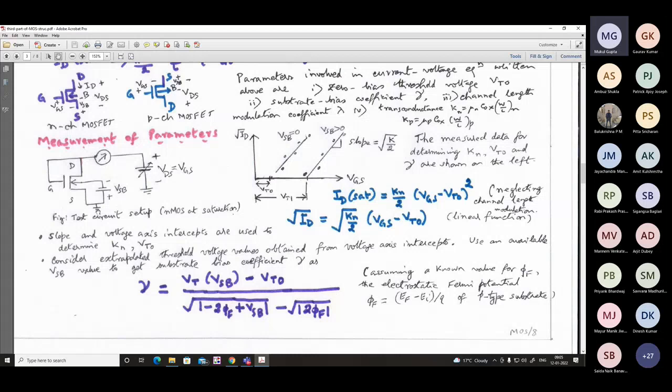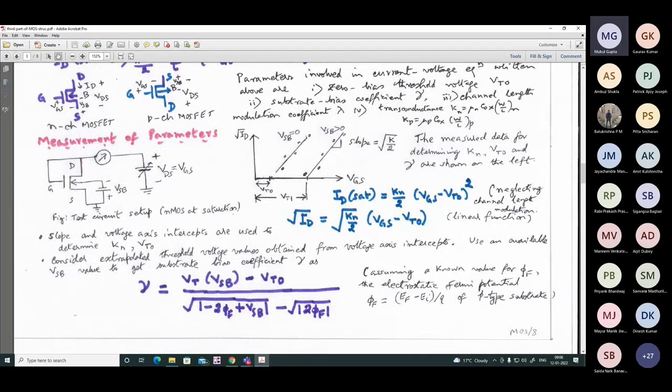So slope and voltage axis intercepts are used to determine K and N. From the slope you get the transconductance parameter, whereas from the voltage axis intercept you get VT0. Consider the extrapolated threshold voltage obtained from the voltage axis intercepts. Use the available VSB value to get the substrate bias coefficient like this, and also assuming a known value for the electrostatic Fermi potential of the p-type substrate, you can use this in your expression.